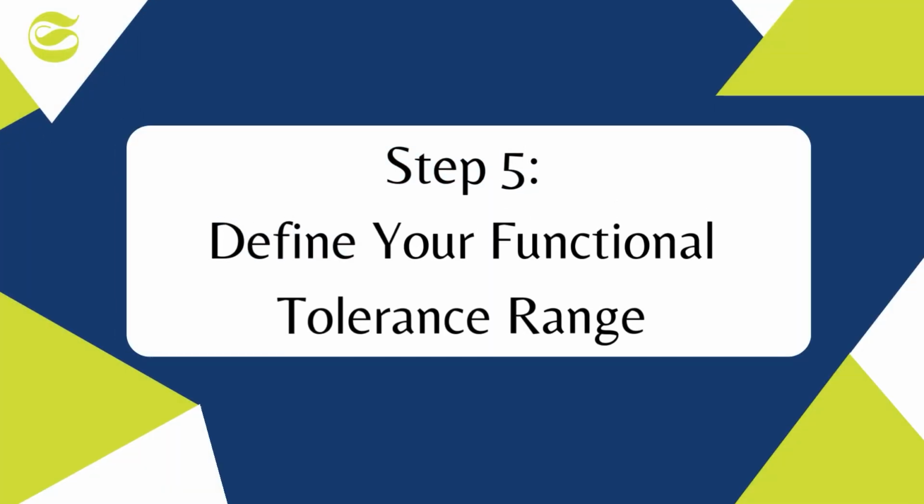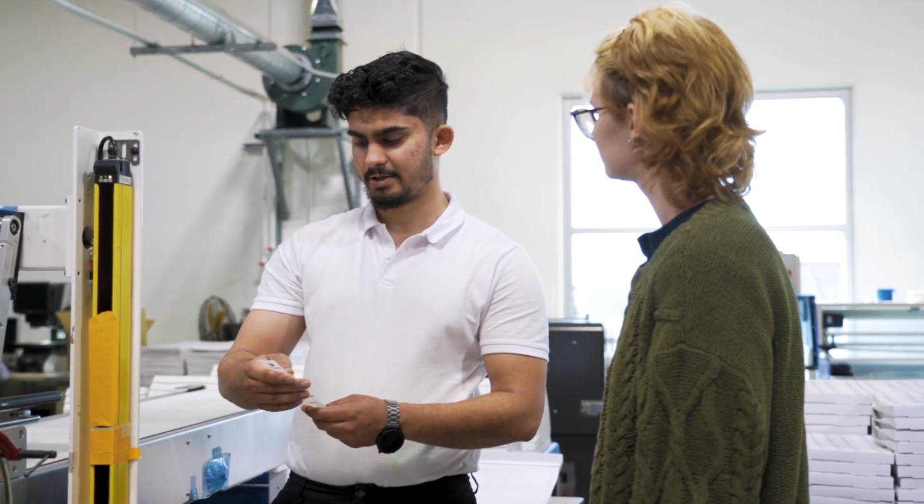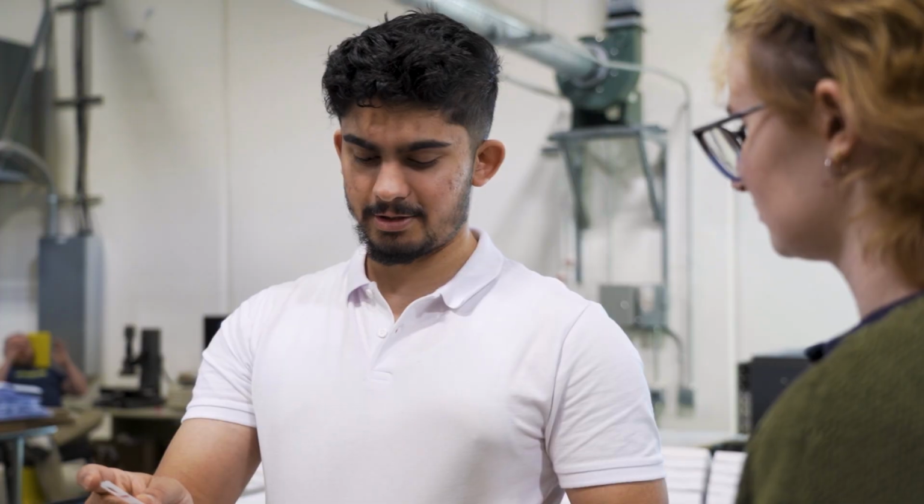Finally, define your functional tolerance range, the amount of variation the part can have and still work correctly. A good way to validate this is by testing parts at the high and low ends of that range to see if they still perform. Any tolerance you call out should be necessary, not just nice to have. This approach helps you avoid over-tolerancing while still protecting what matters most.